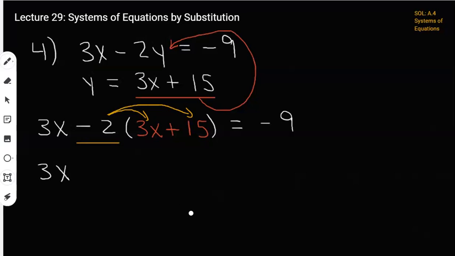So the first thing I do is I bring down the 3x, and then I take the -2 and multiply it by the 3x on the inside, and I get -6x. The next thing that I'm going to do is multiply the -2 by the 15, and I get -30. And everything is still equal to -9, right? So that hasn't changed.